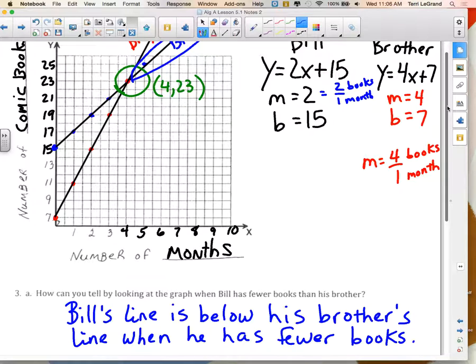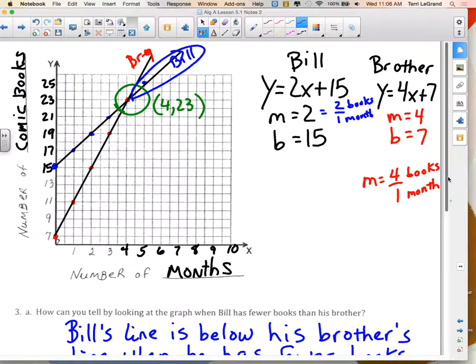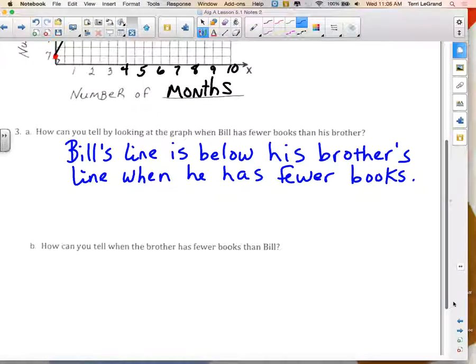Will he always have more books after 4 months? Yes, the brother will. Why? Because his line is steeper than Bill's. Now that's when we can talk about steepness. Bill can never catch up to him, can he? Yes, Cody? My graph shows the table we have. Okay, and does Bill ever catch up to his brother again in that table, Cody? No, he can't, because his line is steeper, and once he caught up to him, he's going to rise and run faster. That's when the steepness comes into play.